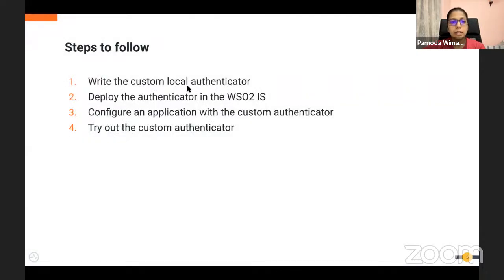In today's session, we are going to implement a local authenticator from scratch. For that, first we need to write the custom local authenticator, and then deploy the authenticator in the identity server. Then, to engage this local authenticator for one of our applications, we need to configure a service provider in the identity server. And finally, we can try out this local authenticator by accessing the application.